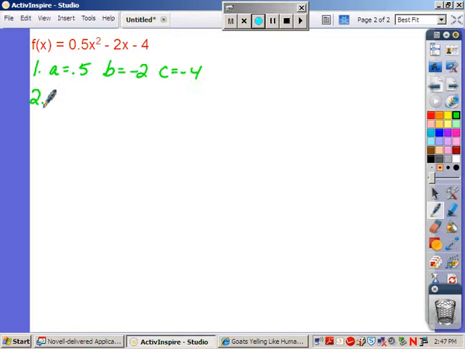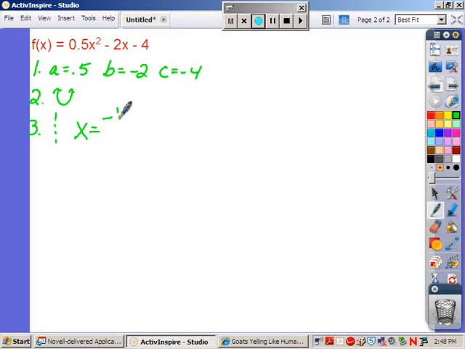Step two was to say whether it's going to be upward or downward. Again, A is positive, so we're going to have another upward shaped graph. Step three, to find our axis of symmetry, our vertical dashed line, right? Find this. Where does it go?